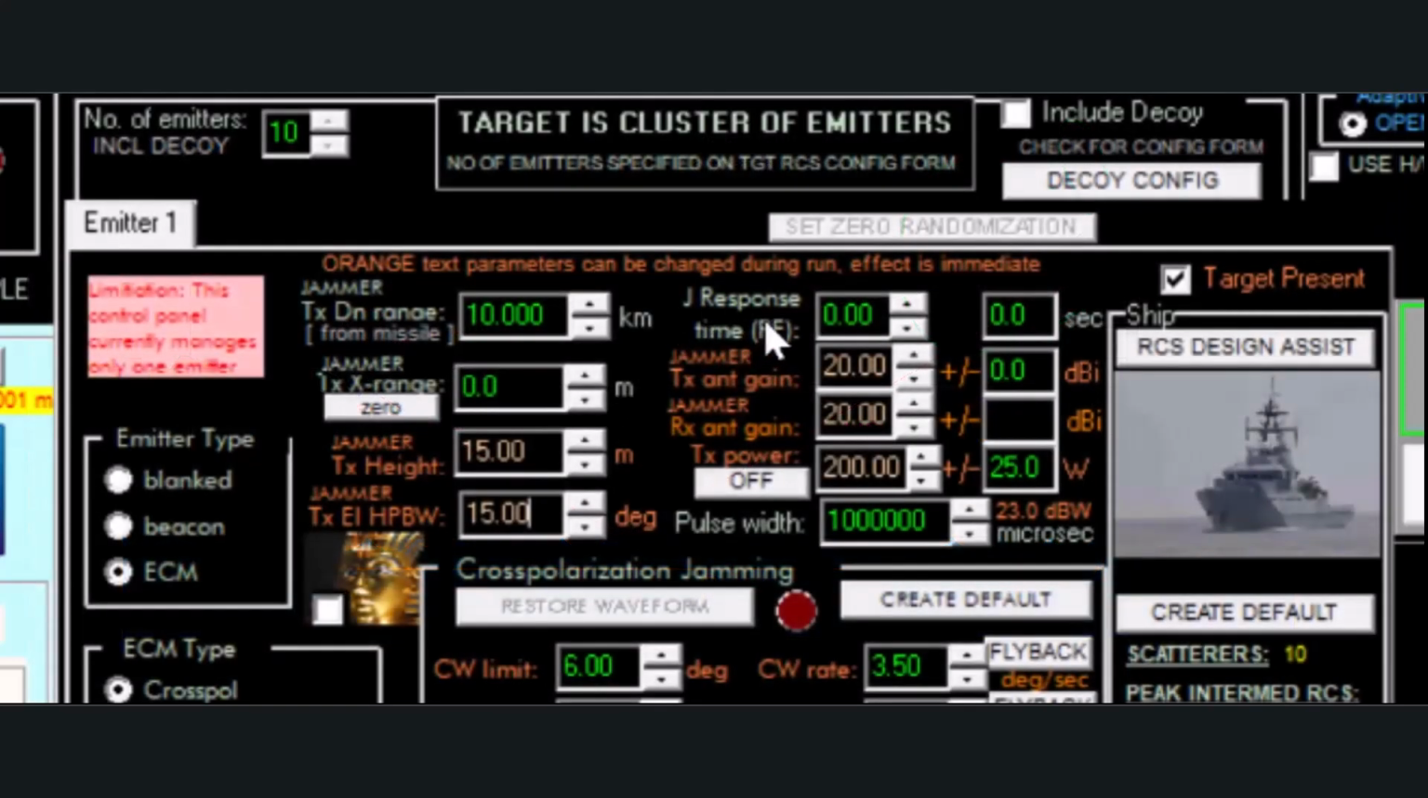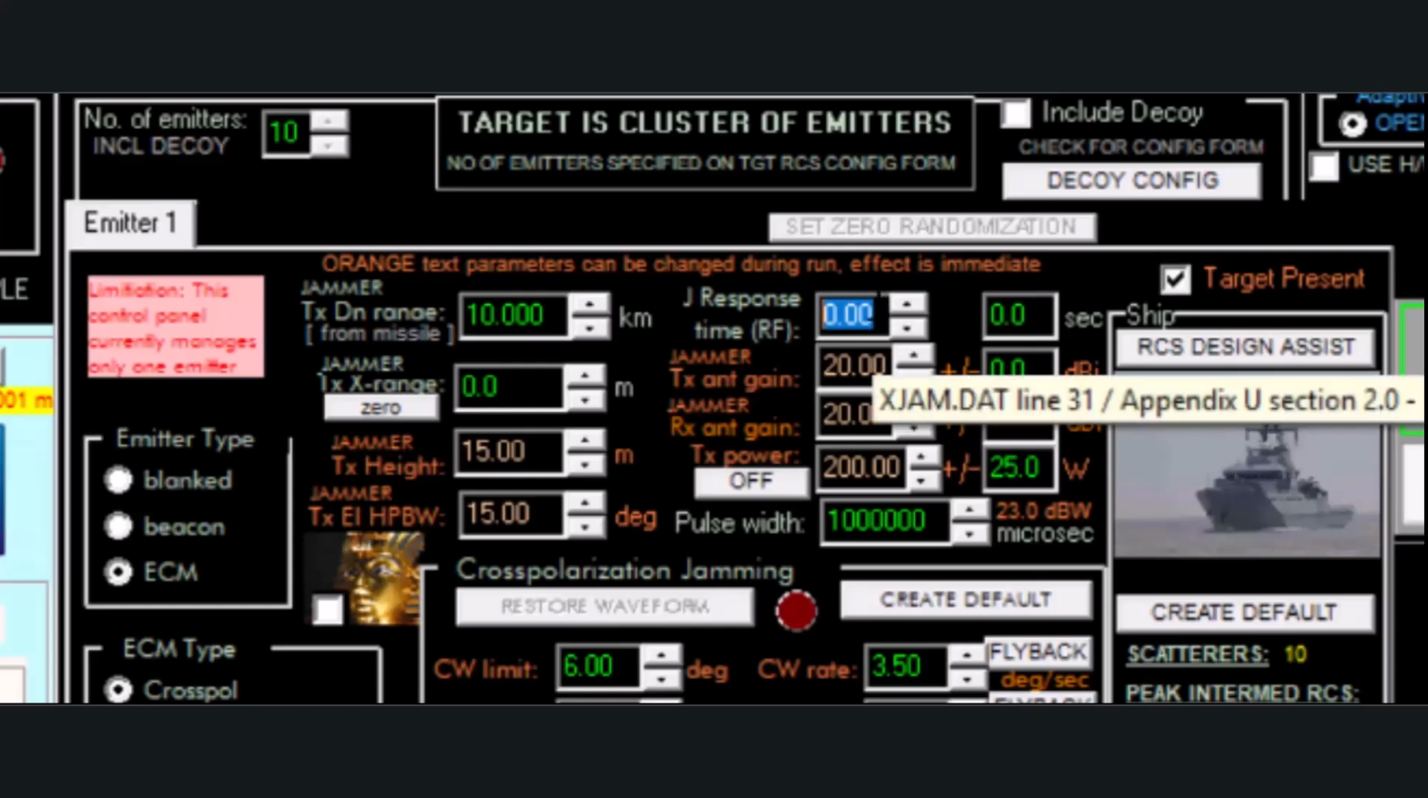Jammer response time. Well, this is how long it takes for the jammer RF to turn on. That's not the same thing as the polarization rest delay. So when the seeker turns on, these many seconds will pass before any RF comes out of the horn.